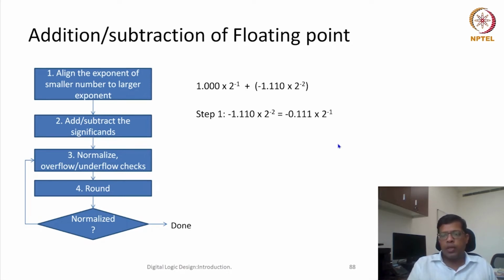Okay, so the next step: now both of these two numbers are aligned, so the exponent of both of these two numbers is 2 to the power minus 1. Now I can perform the addition or subtraction. Because this number was negative and this was positive, in step 2 I need to perform 1.0 minus 0.111. This arithmetic I need to perform either using 2's complement or using direct subtraction. So here I am directly writing the results.